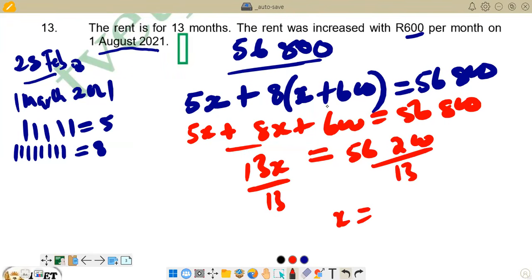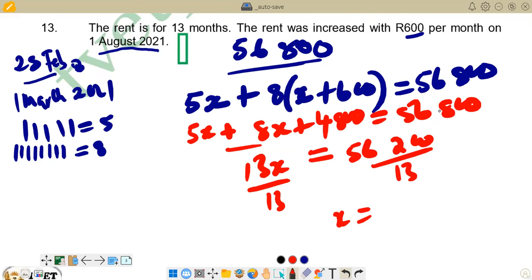So there's a mistake there. Because here we say 8 times X, you get 8X. Then say 8 times 600, you get 4,800 there. So we are just supposed to correct here. We get 4,800 here.